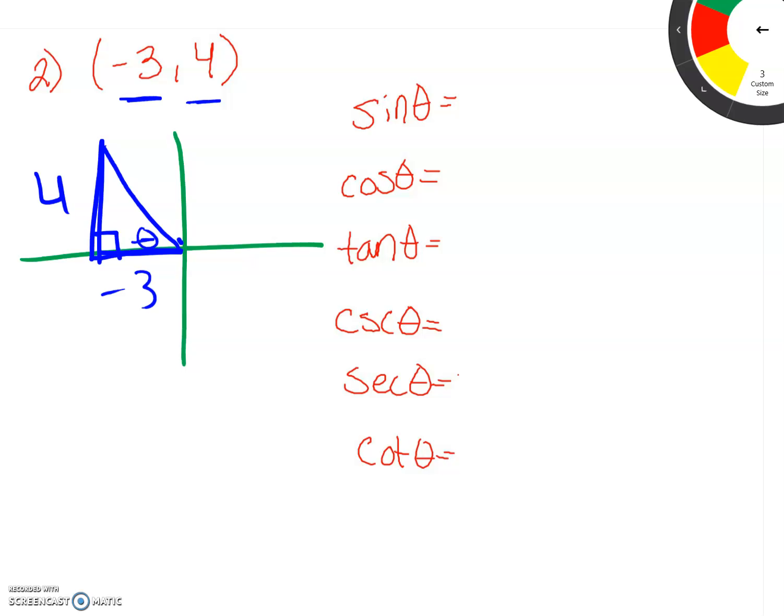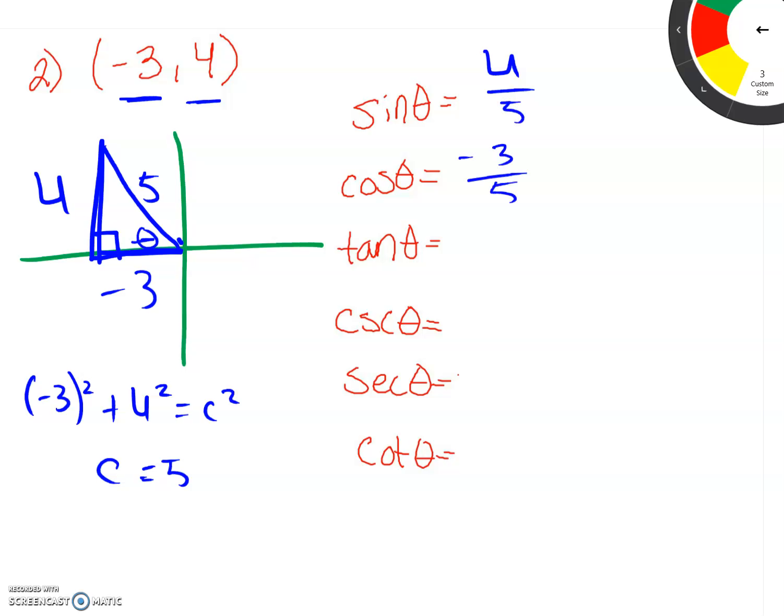So to find my missing side, we've got (-3) squared plus 4 squared equals c squared. When you do that, you'll get 25, and when you square root it, you get c equals 5. Then the rest is just SOHCAHTOA. Sine would be 4/5. Cosine would be -3/5. Tangent would be 4 over -3. Then you flip them. 5 over 4, 5 over -3, and -3 over 4.